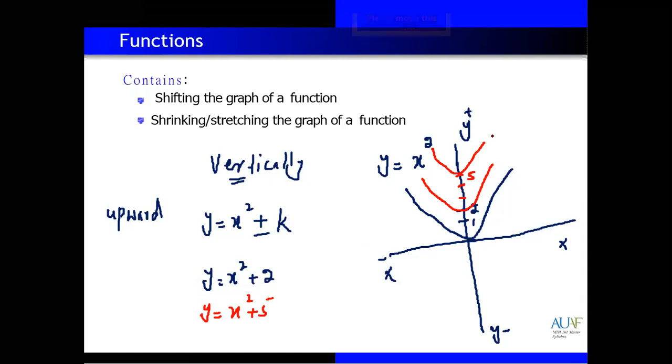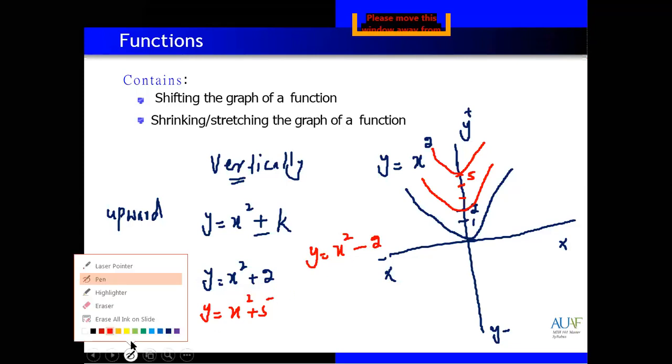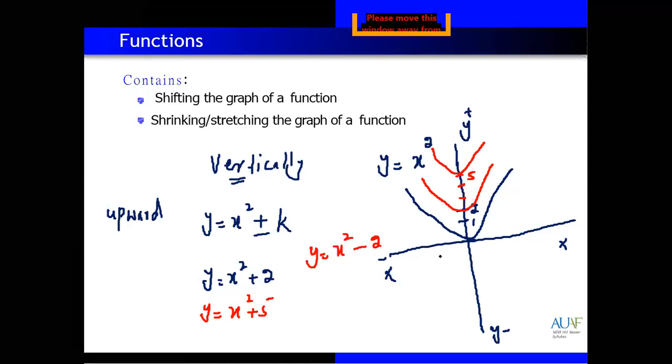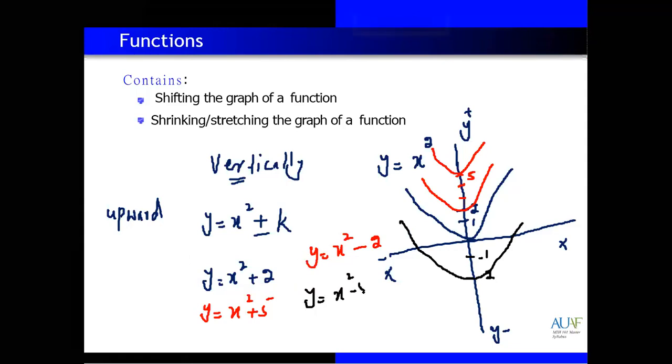When you want to shift downward, then subtract a value. Like the main function is y is equal to x square. If I subtract 2 from this, y is equal to x square minus 2, so the graph will shift downward 2 units. Like this one. We have 0, this one is minus 1, and minus 2, so the graph will start from minus 2. If we add minus 5, then the graph will start from minus 5.